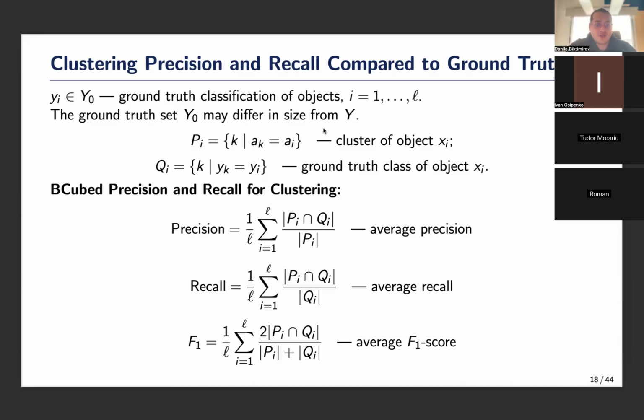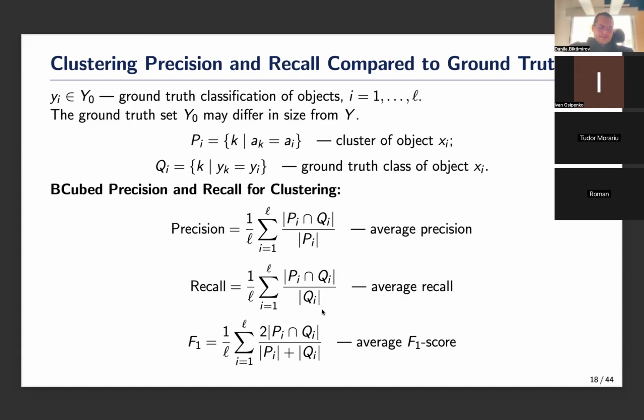Recall is the fraction of objects in the true class of X that are correctly placed in the assigned cluster. So recall evaluates how well each true class is captured by a single cluster.